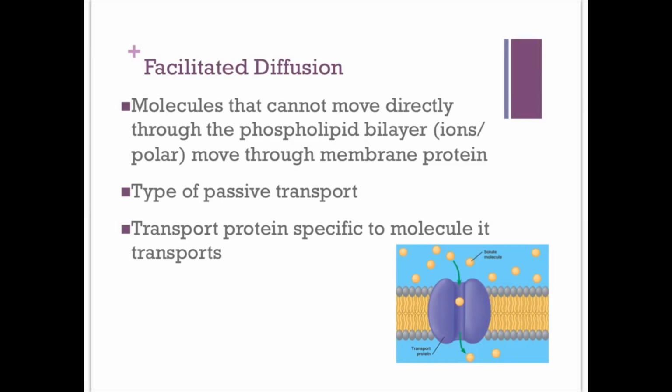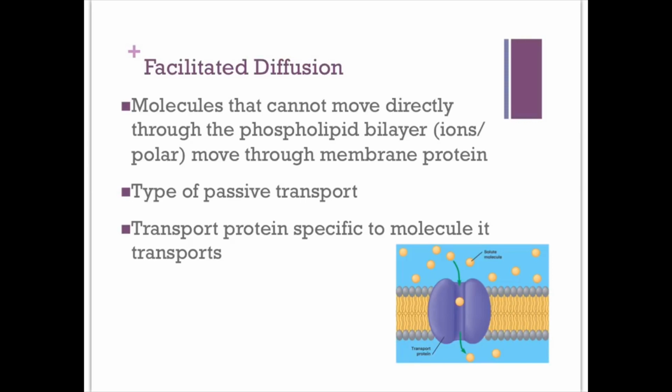We already mentioned that some molecules cannot move directly through the phospholipid bilayer. Those things, ions and polar molecules, they need to have a facilitator. They need to move through a membrane protein that is in the phospholipid bilayer. So this process is called facilitated diffusion.